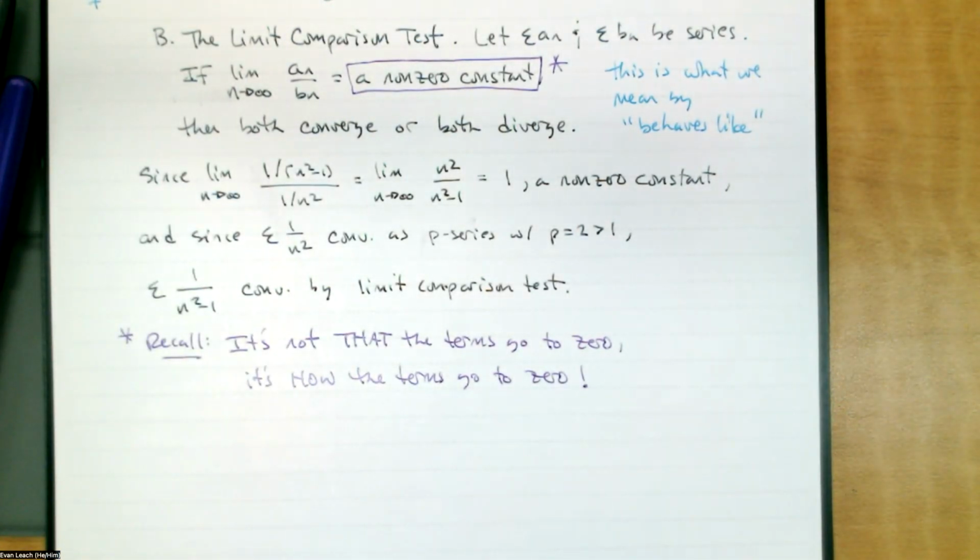One of the things that we need to know is whether the terms go to zero, but if that's not enough, how we conclude that a series converges. It's not that the terms go to zero, it's how the terms go to zero. By looking at the limit at infinity of this ratio, when this comes out to be a non-zero constant, that means they're going to zero kind of together.